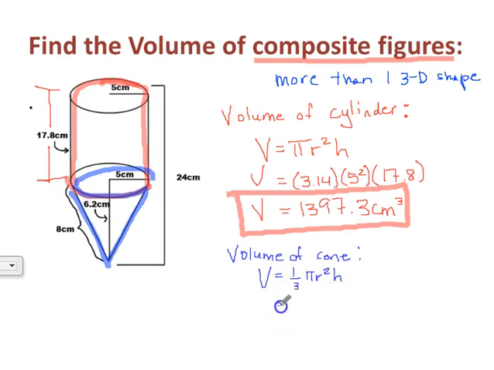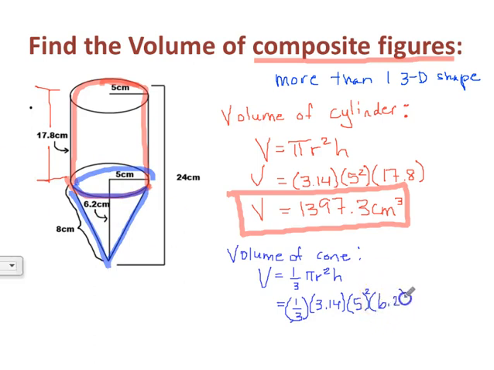So let's substitute in the values that we're given for our cone. 3.14 we'll substitute in for pi. What's the radius? It's also 5. We've got to square that. And then our height. What is the height? We've got two measurements. We're given this measurement and this measurement. So remember, the height has to form a right angle with the base. So this 6.2 is going to be the height we need to use.